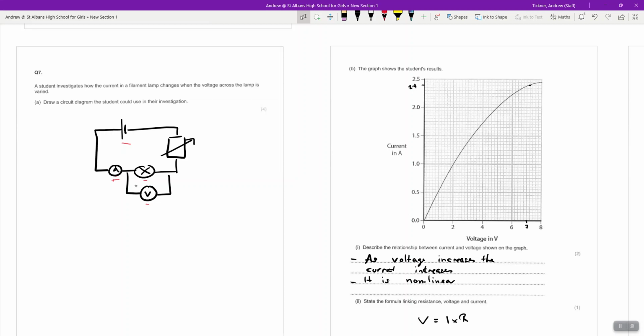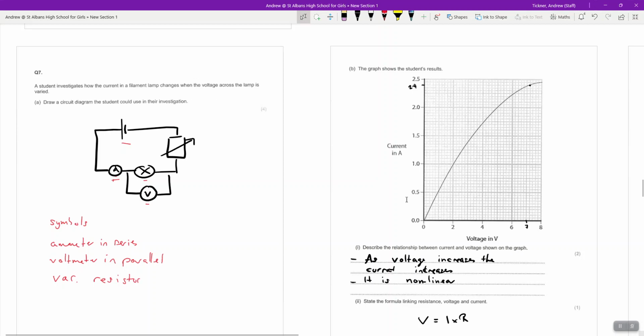The final mark is for some way of changing the current and voltage in the circuit, and that's done with the variable resistor. So that's what your 4 marks are for: symbols, ammeter in series, voltmeter in parallel around the bulb, and having a variable resistor. Okay, the arrow going the other way is perfectly fine, it doesn't really matter, just as long as there's an arrow going through it. And they're your 4 marks.